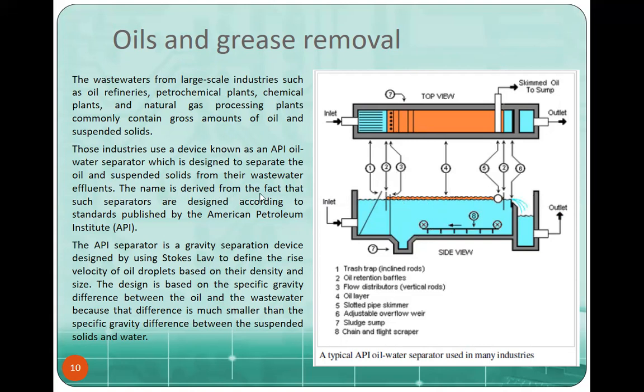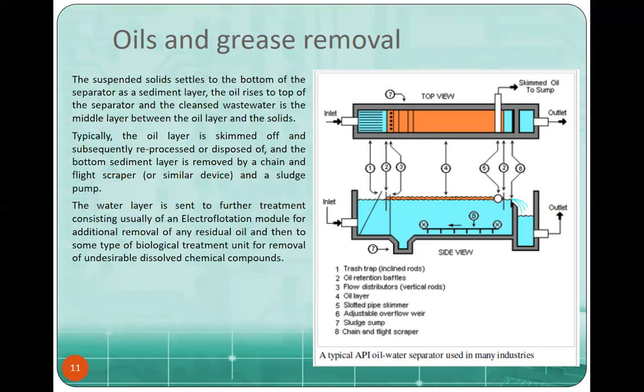The name is derived from the fact that such separators are designed according to standards published by the American Petroleum Institute, or API. The API separator is a gravity separation device designed by using Stokes law to define the rise velocity of oil droplets based on their density and size. The design is based on the specific gravity difference between the oil and the wastewater, because the difference is much smaller than the specific gravity difference between the suspended solids and water. The suspended solids settle at the bottom of the separator as a sediment layer.